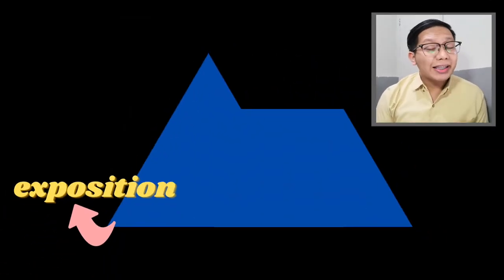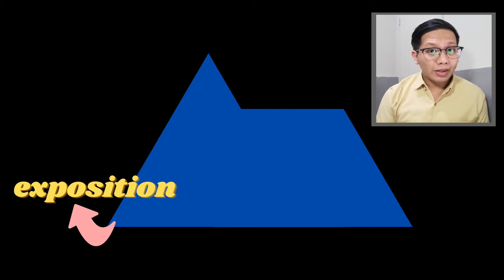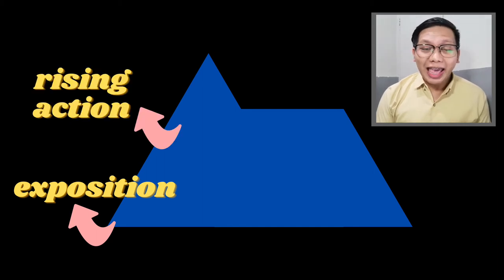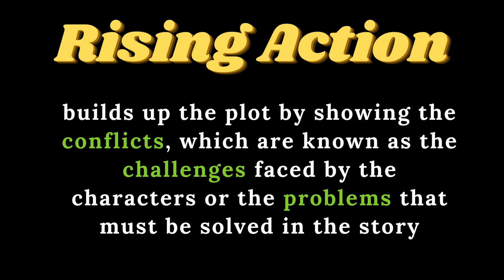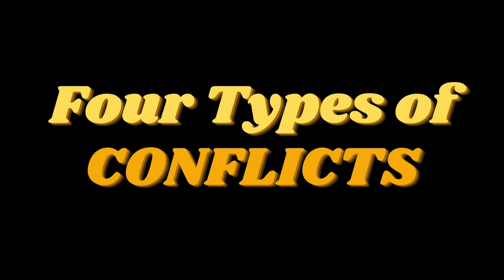Remember conflict as an element of a story? It is found in the next element of a plot, and that is rising action. Rising action builds up the plot by showing the conflicts, which are known as the challenges faced by the characters, or the problems that must be solved in the story. There are four types of conflicts that may be observed in a story.